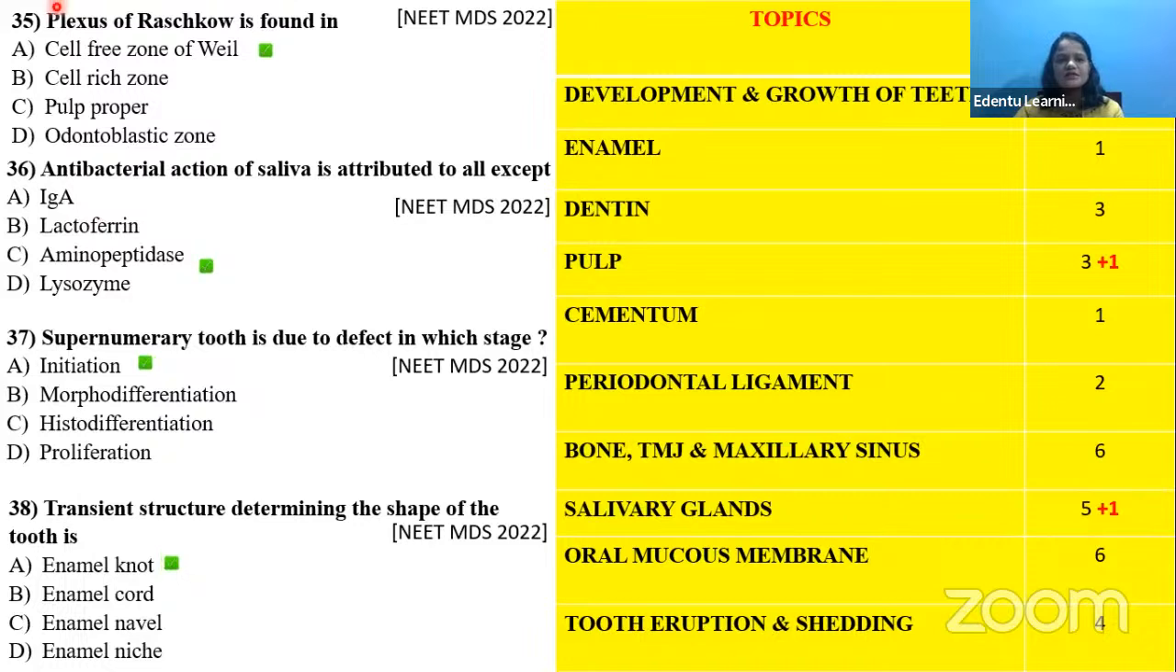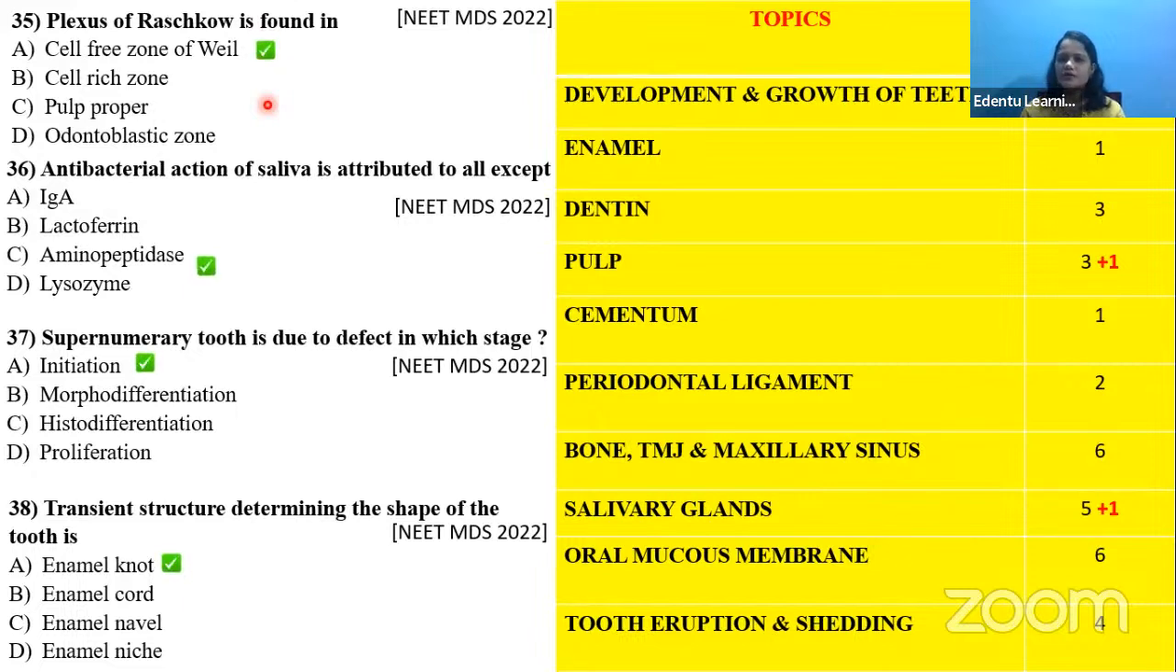Now, next question. Plexus of Raschkow is found in: this is from the pulp. The plexus of Raschkow is found in the cell-free zone of Weil. You must be thorough regarding the 4 zones of pulp and what fibers or cells are seen there also. Sometimes they can give an image of the histology of the pulp and ask you to identify the particular zone.